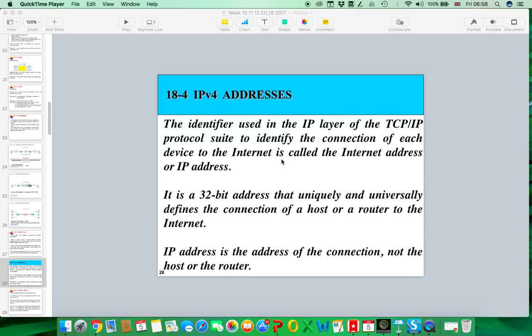Now we've seen in the class that the IP address is a 32-bit address. The IP address is 32 bits in size, and it is used to identify the device on a network.